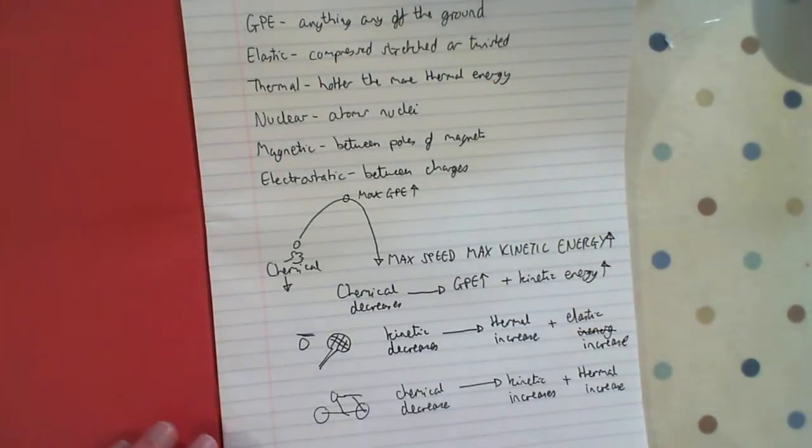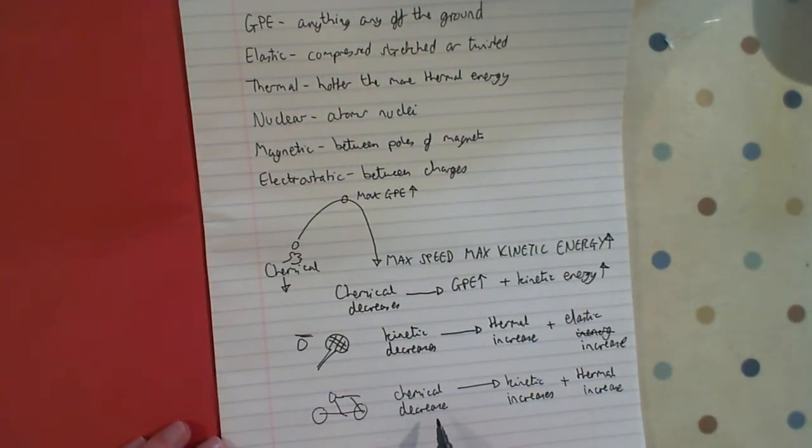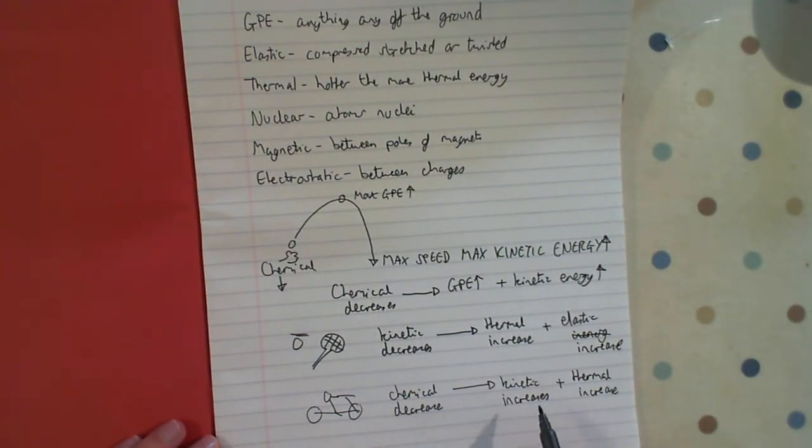I've just gone to the bottom of the page there. So the bike, chemical energy decreases, which increases the speed of the bike, and thermal energy is increased, which is wasted.